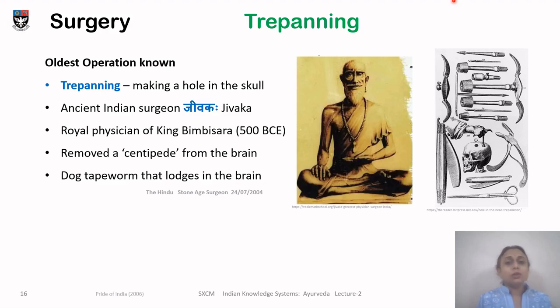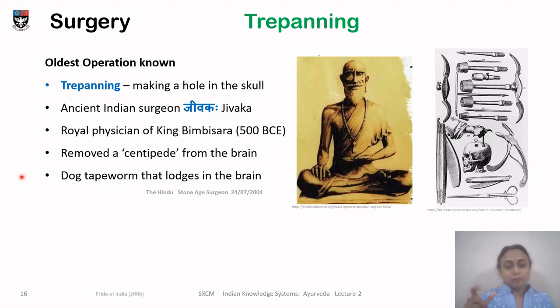But I would like to tell you that the trepanning operation and how it was done, what instruments are to be used, were mentioned in our ancient texts more than 3000 years ago by the ancient Indian surgeon Maharshi Jivaka. He was the royal physician of King Bimbisara, 500 BCE. It is documented in the text that he removed a centipede from the brain by performing this trepanning operation. He bored a hole in the skull and extracted this centipede. In current times, this is interpreted as removing a dog tapeworm.